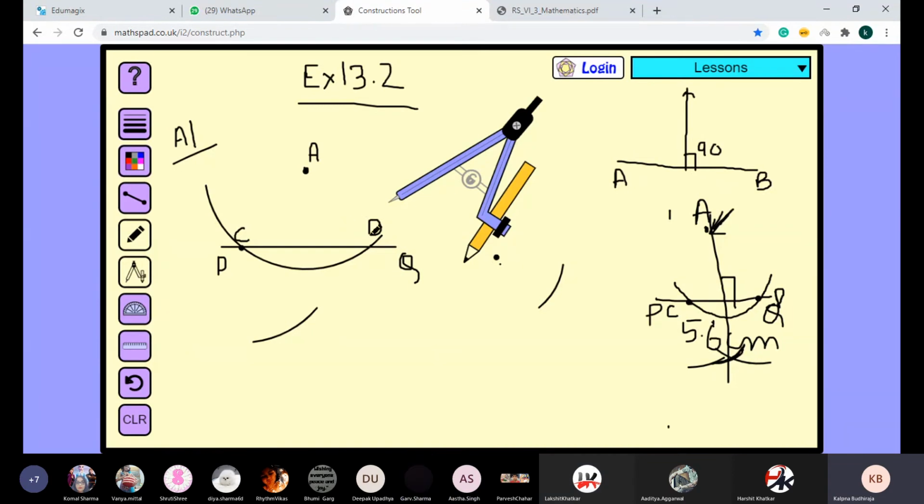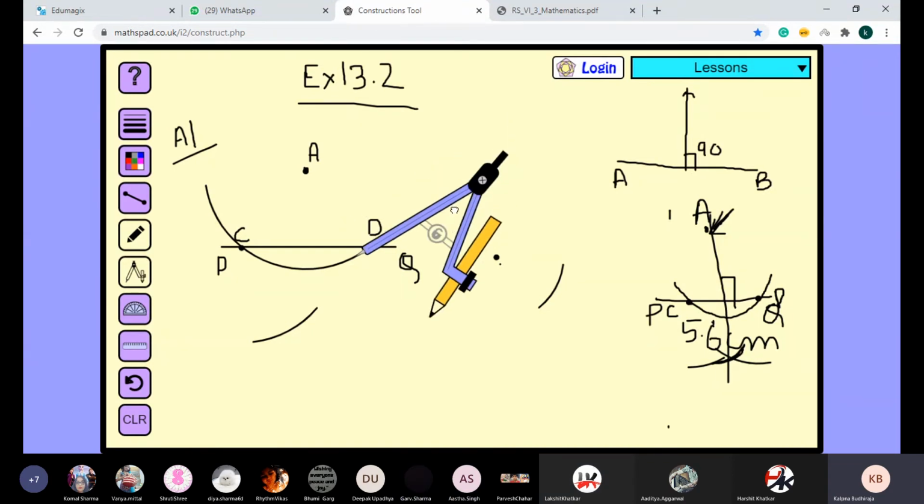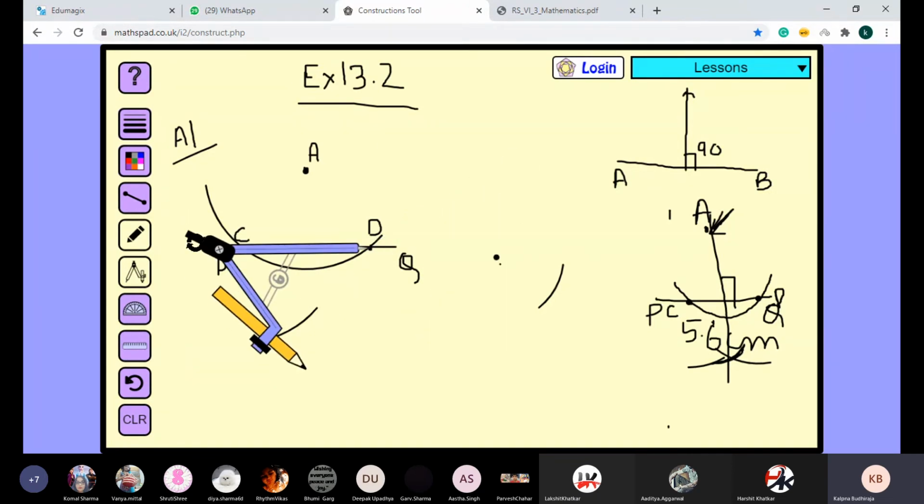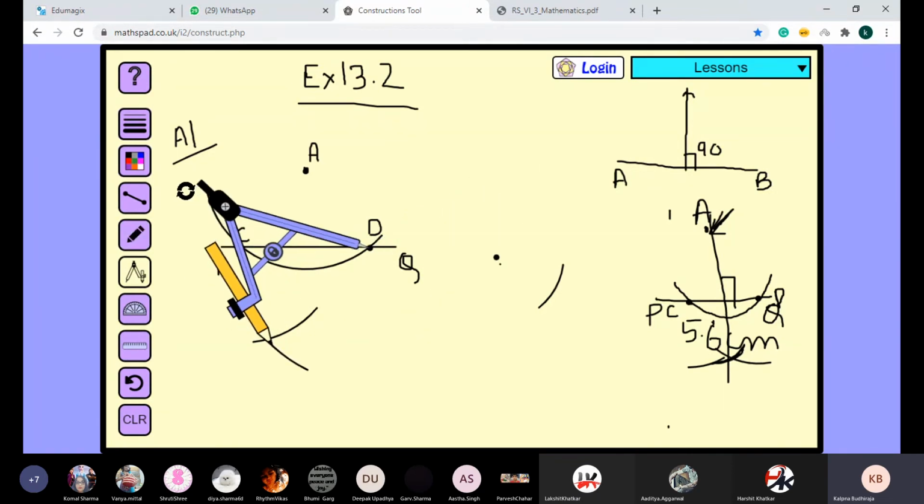Yes, ma'am. Now I will place the needle at D. Now you will cut this arc. I am cancelling this arc. Now you can see the needle is at D and we are cancelling the previous arc.